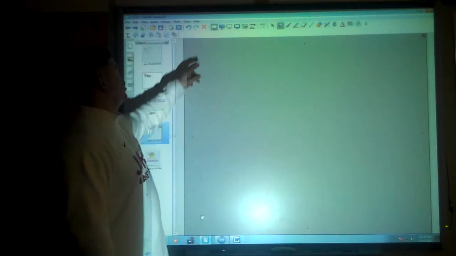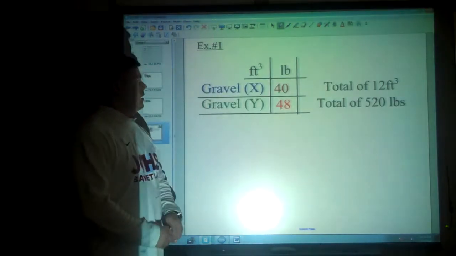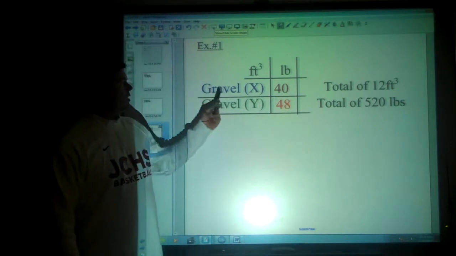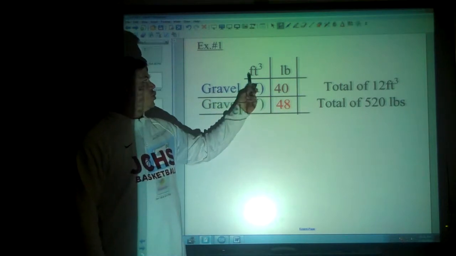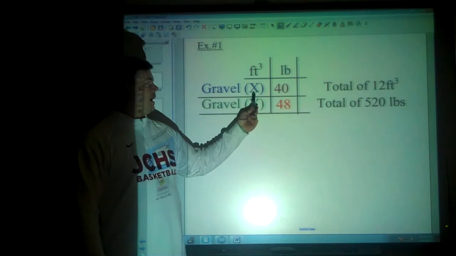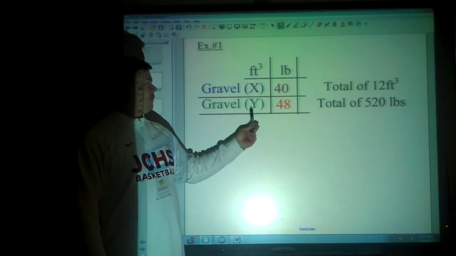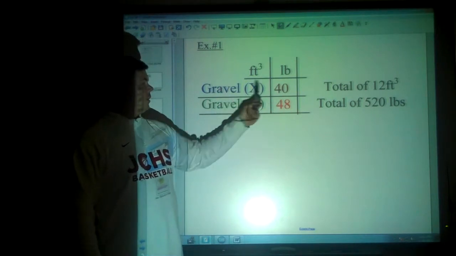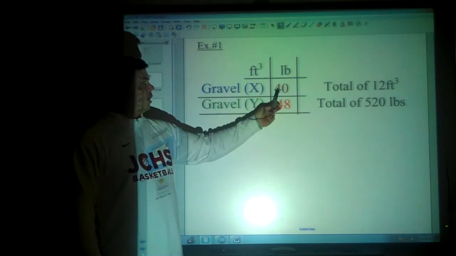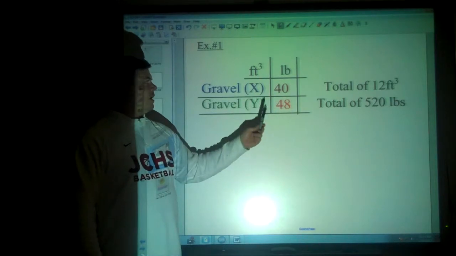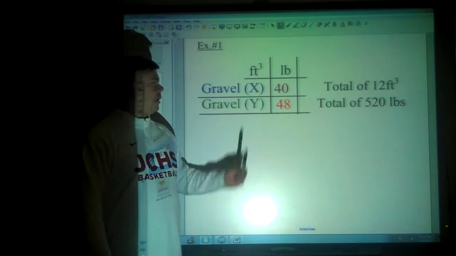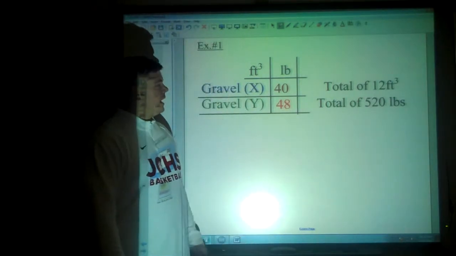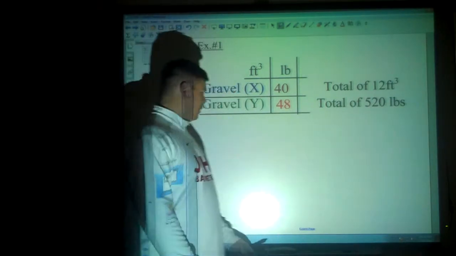So here is a situation involving types of gravel, and we have two different types, gravel X and gravel Y. What we don't know is how many cubic feet of gravel X we have, and we don't know how many cubic feet of gravel Y we have, but we do know the weights of each kind. It weighs 40 pounds per cubic foot for gravel X, and 48 pounds per cubic foot for gravel Y. We've been given this information that there's a total of 12 cubic feet, and that there's a total of 520 pounds when we put them together.